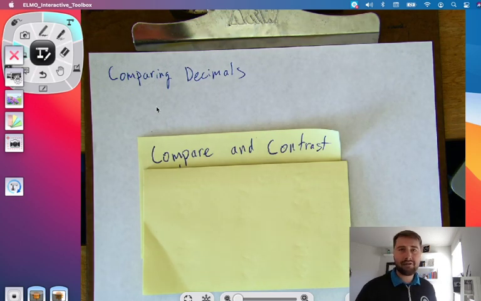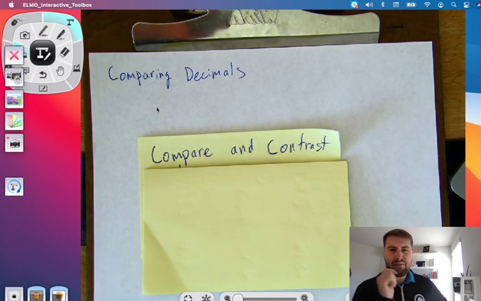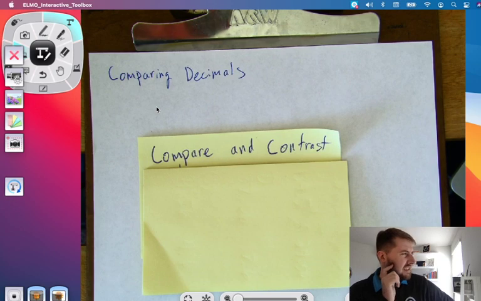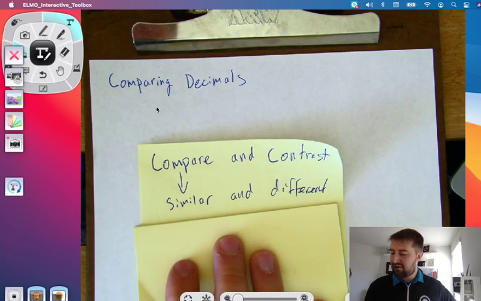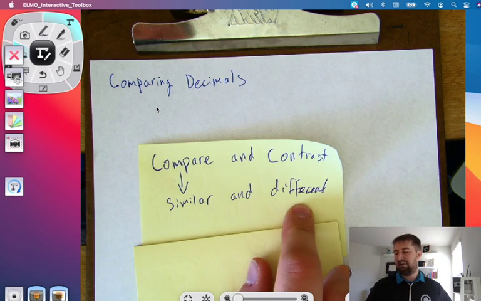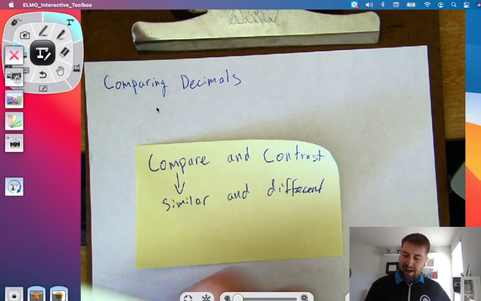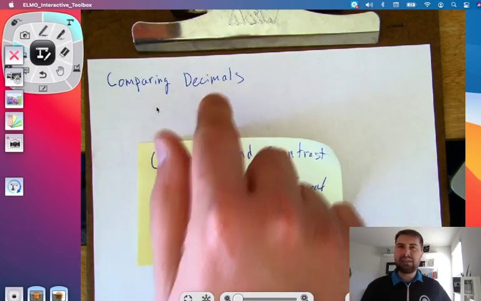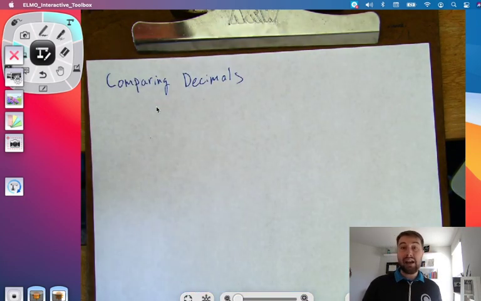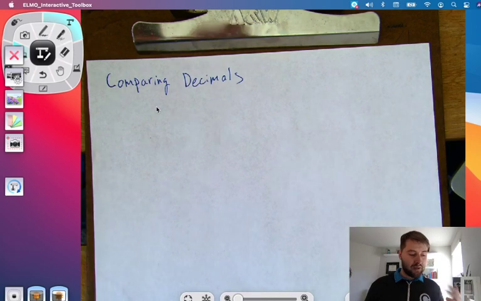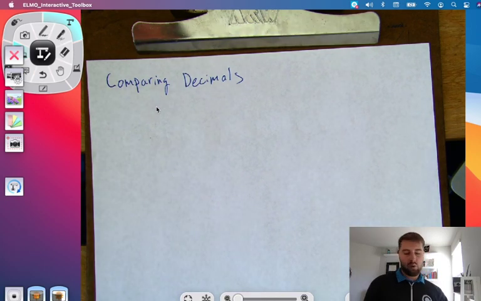Compare and contrast. Think for a minute, what does it mean when Miss Hayden says compare and contrast? What does that mean? What are you doing? Well, I know that when we compare and contrast, we're seeing what is similar and what is different. So in math, we're going to do the same thing. When we are comparing decimals, we're going to see where they're the same and where they are different. We're going to make that comparison or judgment of which one is bigger or smaller or what is the same.